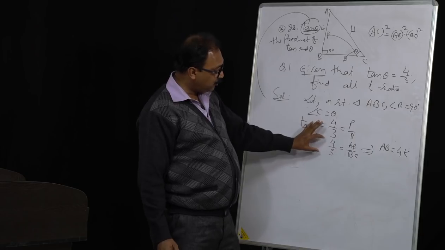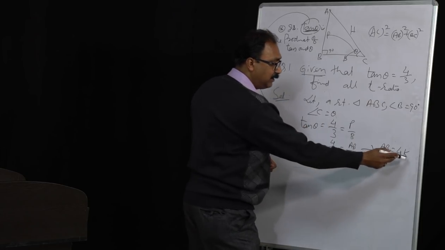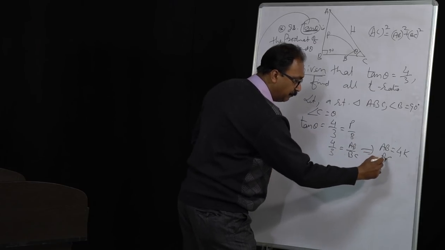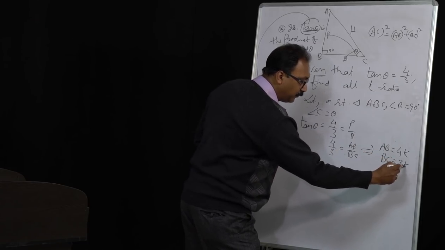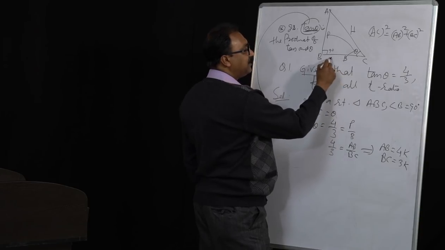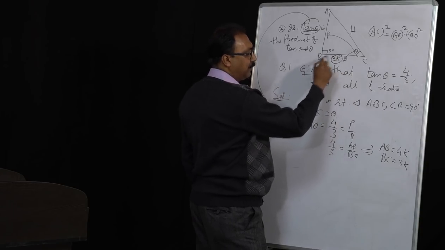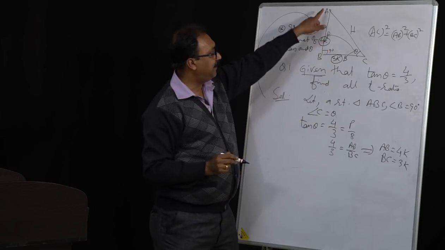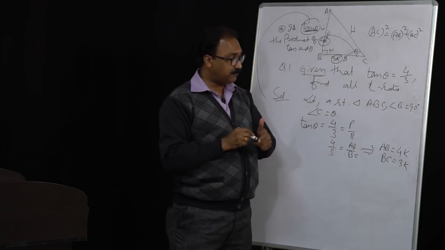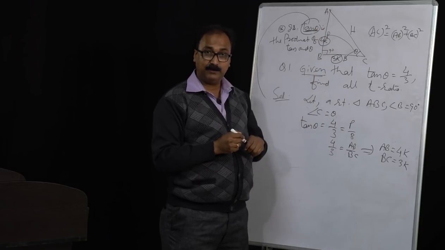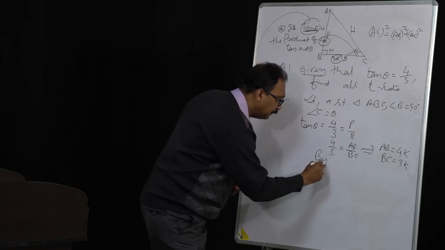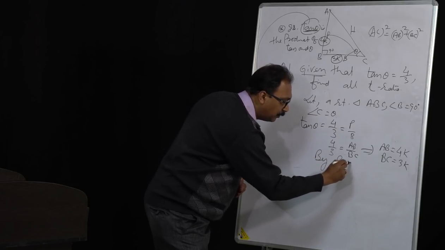So that's why, in order to get the actual value of the side, we consider a constant variable K. Likewise, BC is equal to 3K. So now we come here, BC is 3K and AB is 4K. Still we don't have AC. Last time I told you how to find AC with the help of the Pythagoras theorem. Clear?